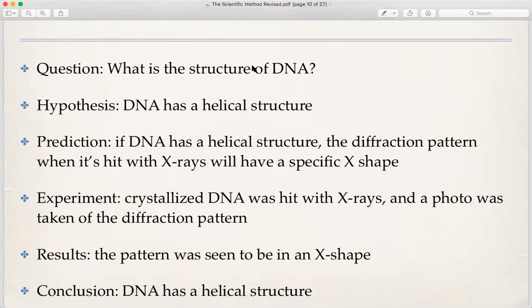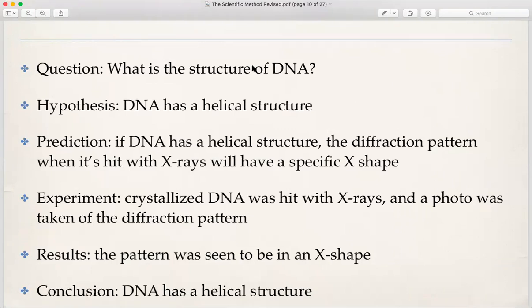So there's a lot of background context here. But the key point that I want you guys to understand is that they didn't know. They didn't know if it had a helical structure. But they knew that if DNA did have a helical structure, they knew what a testable consequence of that is.